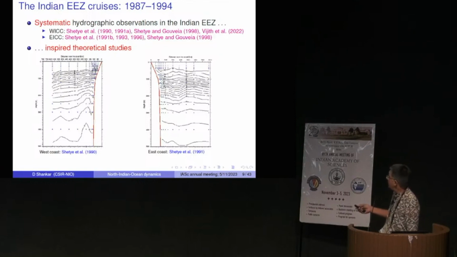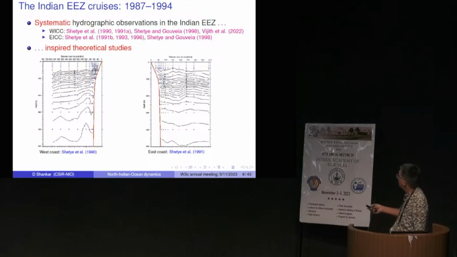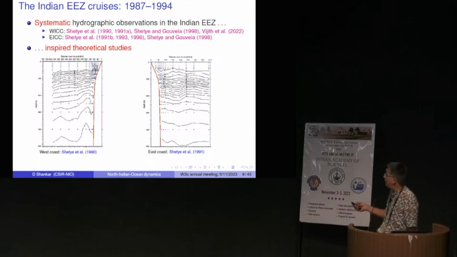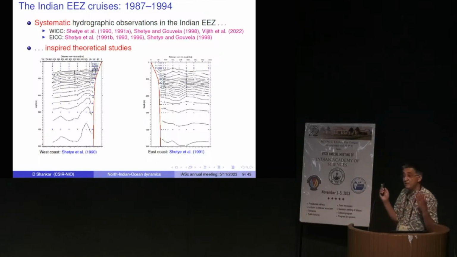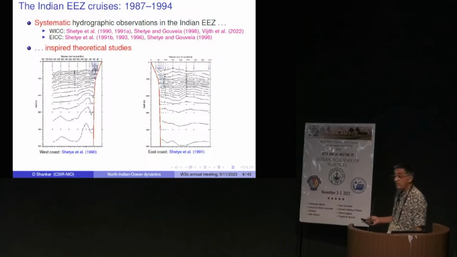What I look at are the results of some cruises in the Indian EEZ from 1987 to 1994. And they were carried out by my mentor and academy fellow Satish Shetty and his colleagues. So they were very systematic hydrographic observations. There were 8 cruises spread over 8 years, and they inspired theoretical studies. So finally you had a set of cruises that mapped the circulation and told you what's happening to the currents off the coasts of India. And that led to papers that could use models to simulate these observations.